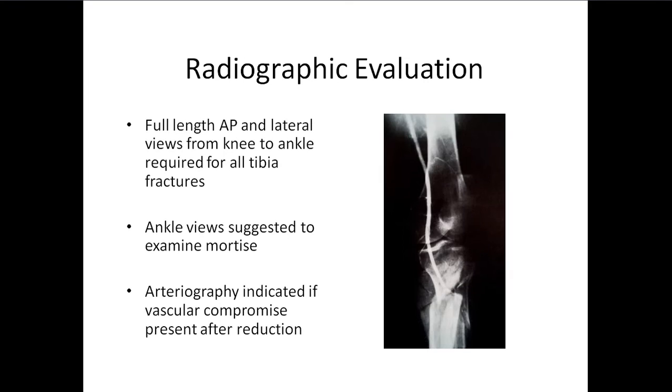How to examine the ankle, knee, and tibia. Also, you need to take tibia and fibula X-rays as well, to rule out ankle injuries. For ankle injuries, you need to take special ankle views like the mortise view. And if you are not able to feel the distal pulses in the lower limb, like the dorsalis pedis and posterior tibial artery, then you have to go for arteriogram.